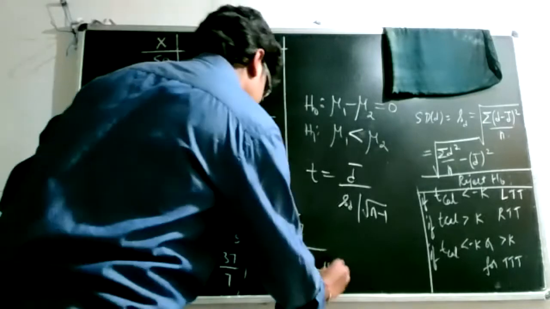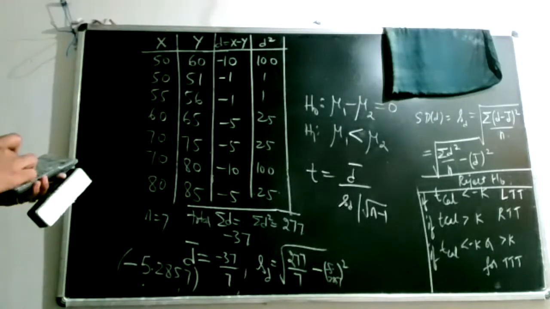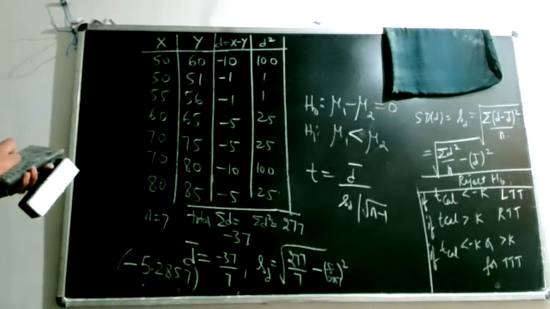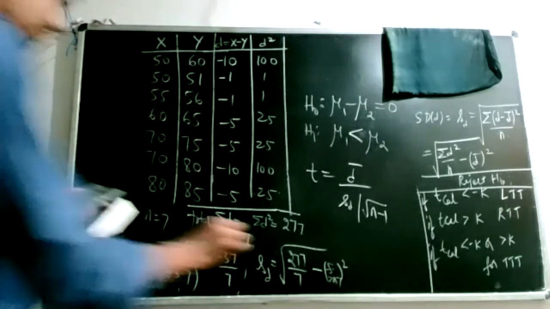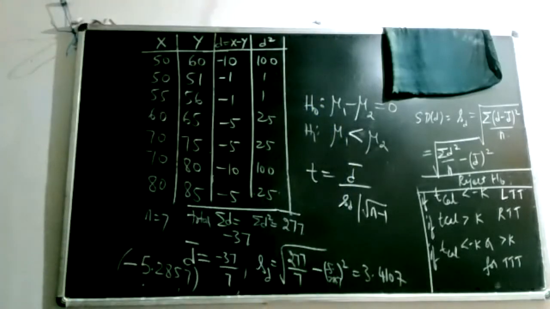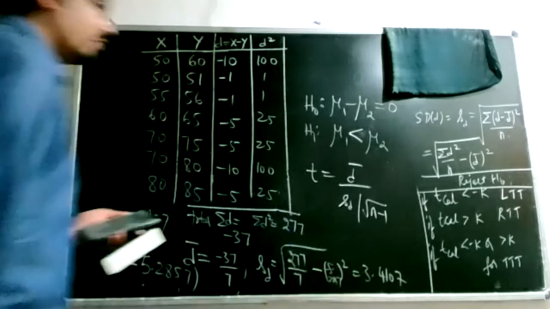and if I consider that 5.2857 and obtain the standard deviation, 277 divided by 7 minus 5.2857 square comes to 3.4107. So we have the mean of the difference score as minus 5.27 with the standard deviation of 3.41.